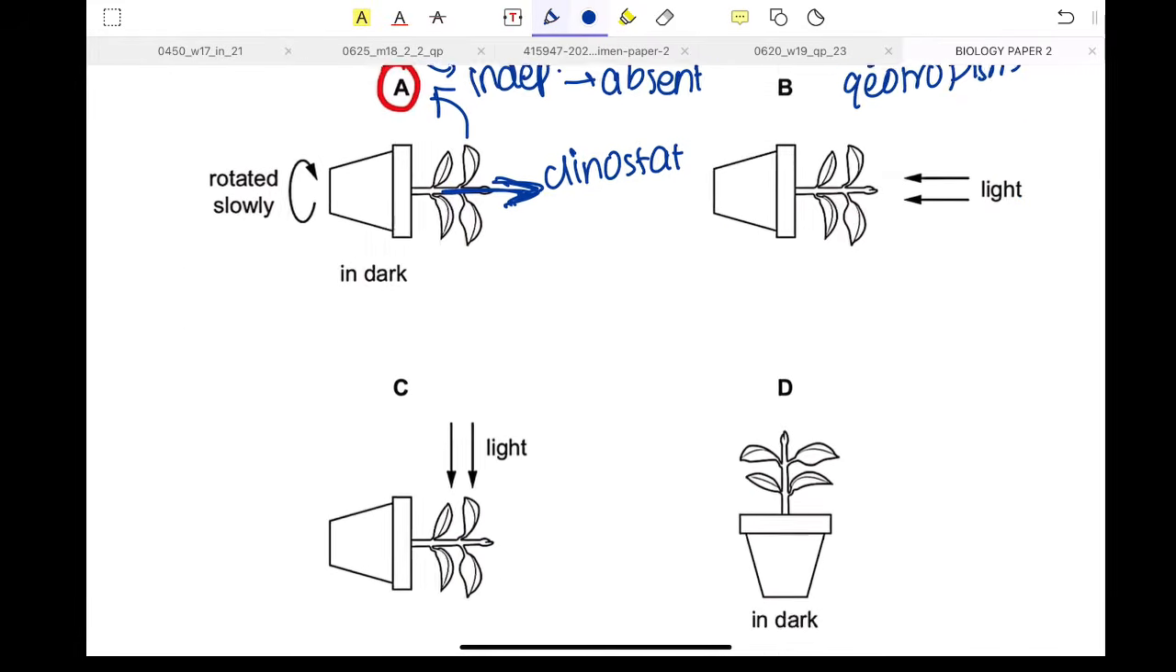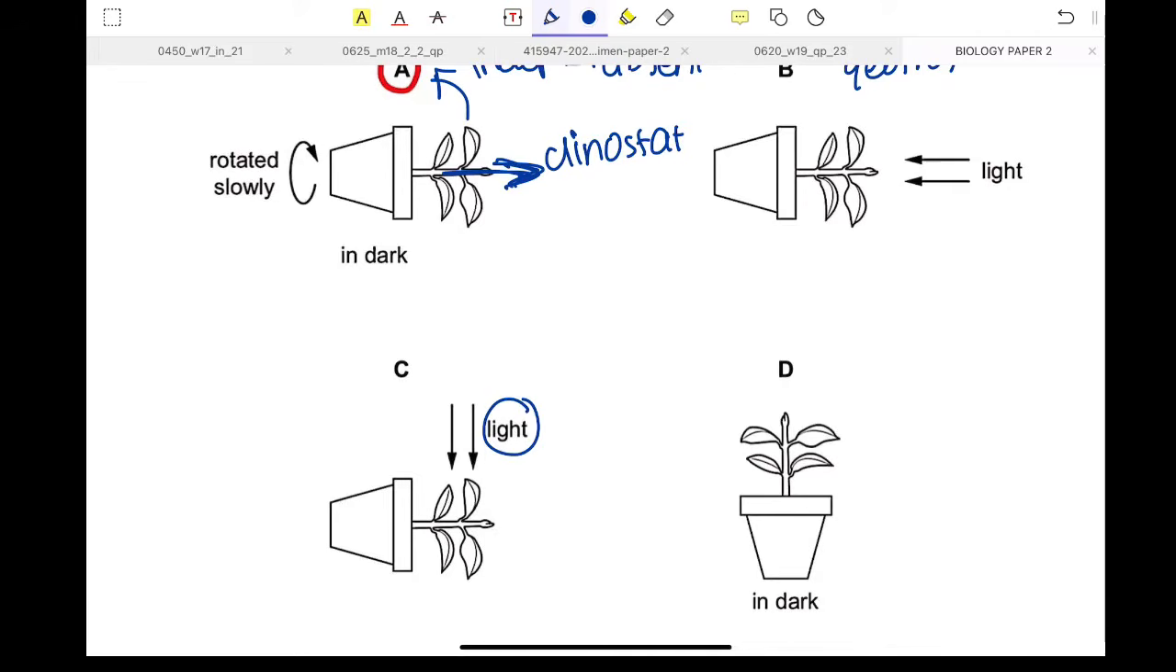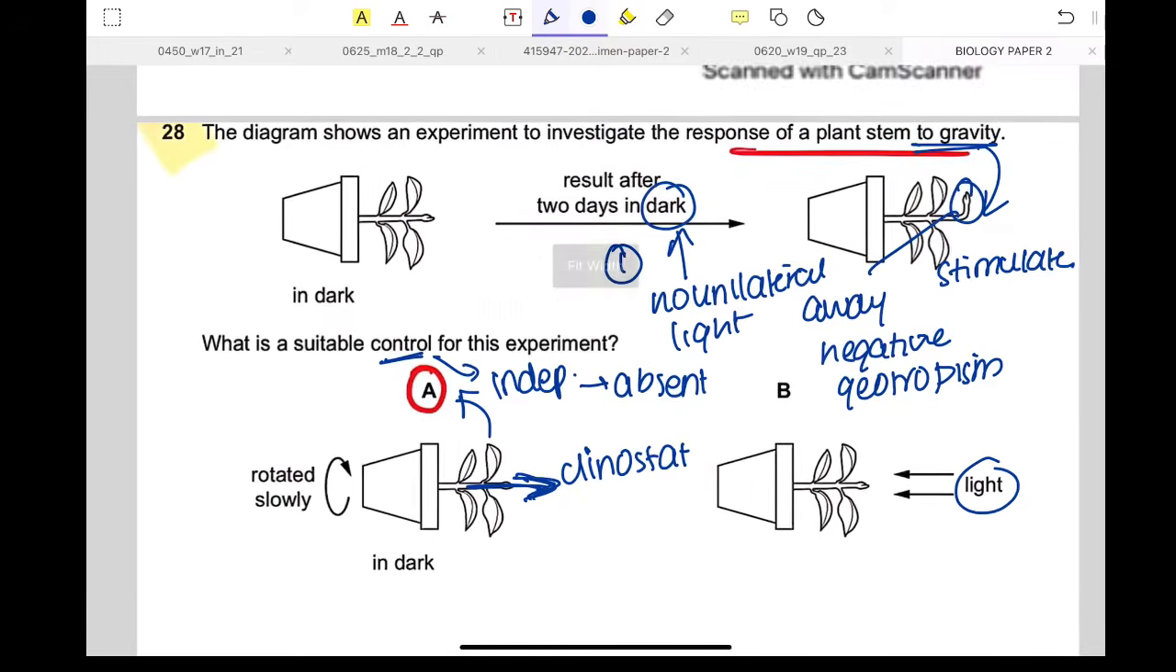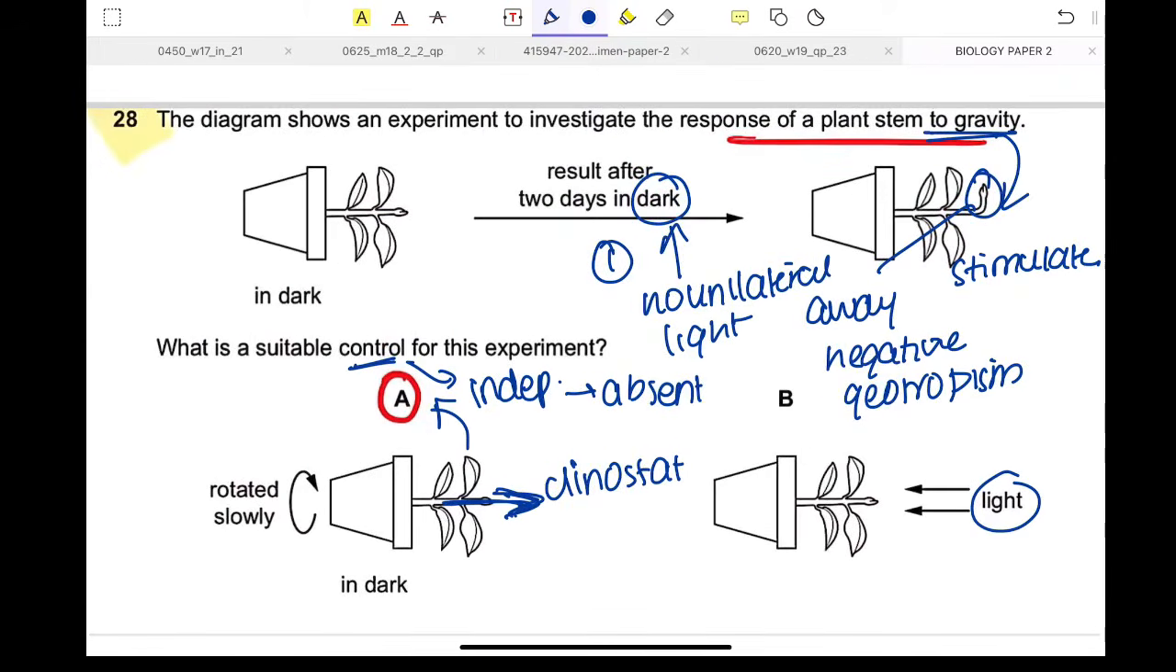In the other cases, there was light. And why B and C are wrong is because obviously we are testing for gravity. In an experiment, only one variable needs to be independent, only one variable needs to be changed, to make the experiment accurate and fair. So here we cannot use light, because that would add another independent variable and mess up your experiment, because we only want to measure the effect of gravity on the response of a plant stem.